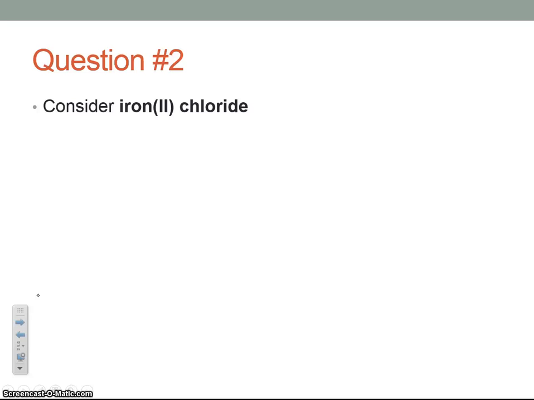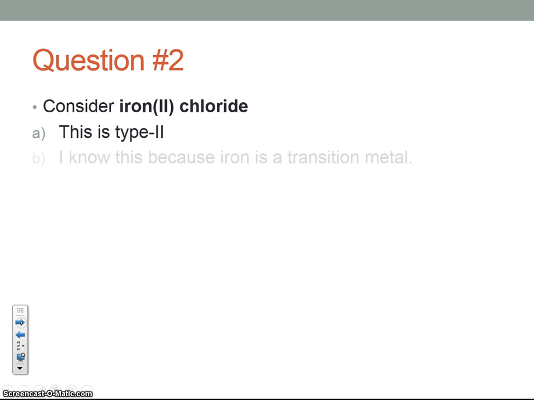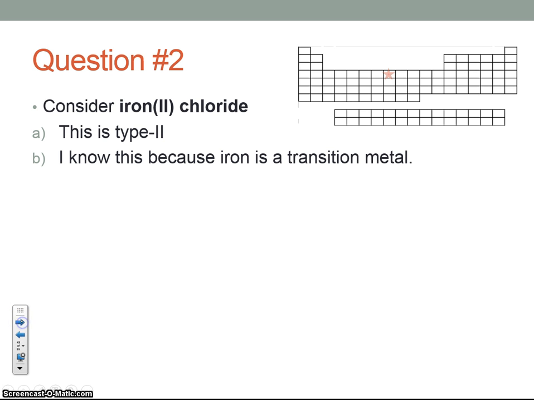All right, let me tell you what I said about iron 2 chloride. I'm going to say that that's a type 2. There are two reasons that I know it's a type 2. The first reason is if I look up iron on the periodic table, iron's about right there. That's right smack dab in the middle of transition metals. Also, there was a Roman numeral. So if I didn't know that iron was a transition metal, I would at least see that it's a Roman numeral. So I'd say that that's type 2.